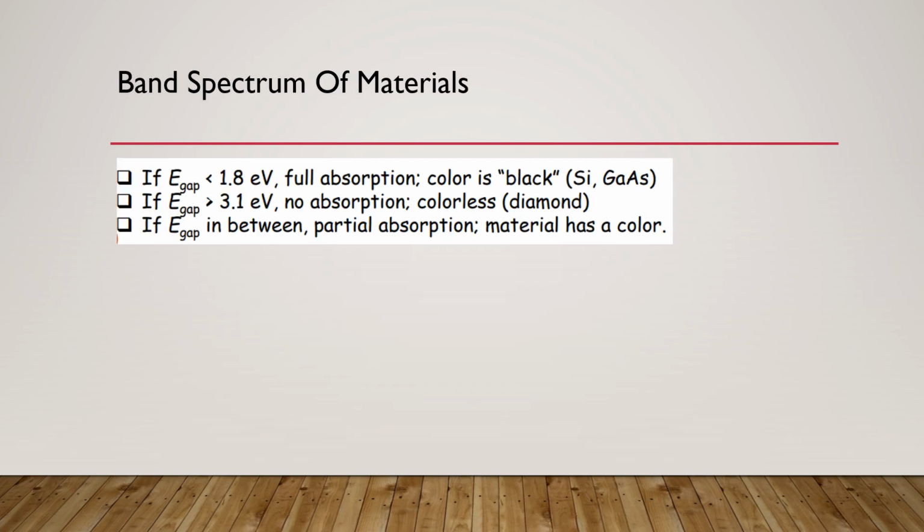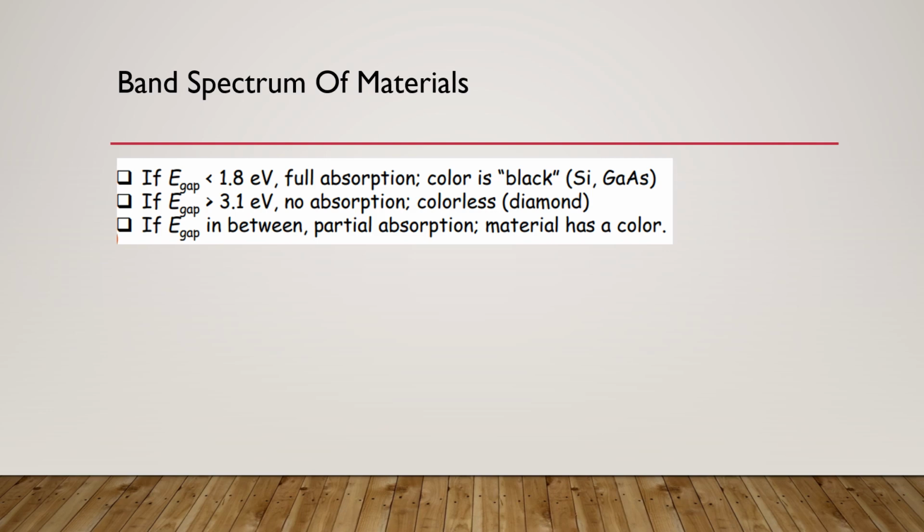If the energy gap is less than 1.8 electron volts, there will be full absorption. All the color will be absorbed and no color will be left to transmit, so the material will appear black, as mostly happens in the case of gallium arsenide. If the energy gap is greater than 3.1 electron volts, there will be no absorption, so the material will appear colorless, as in the case of diamond.